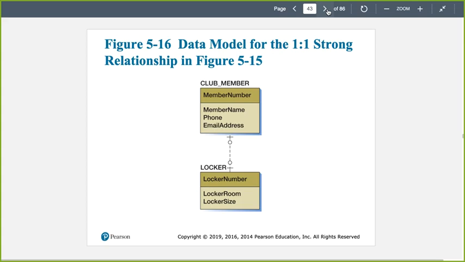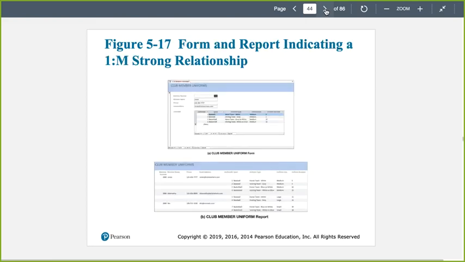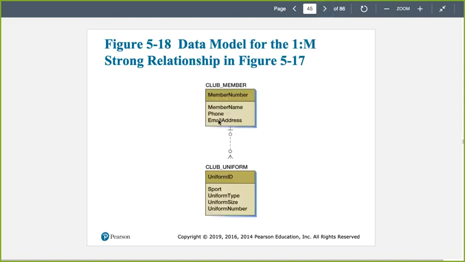So both entities are strong. The relationship is non-identifying, and they have a one-to-one strong relationship. One-to-many strong relationship, both entities are strong and they are not identifying.